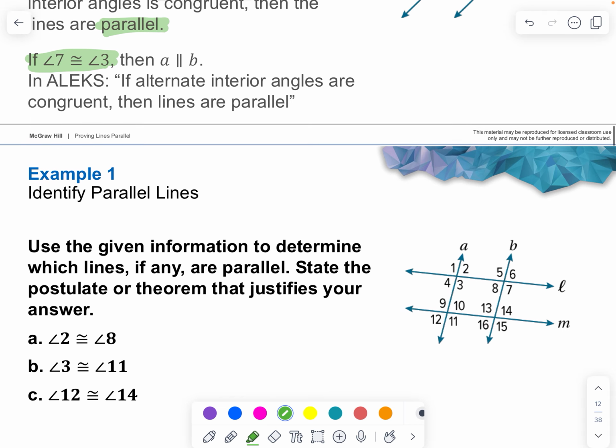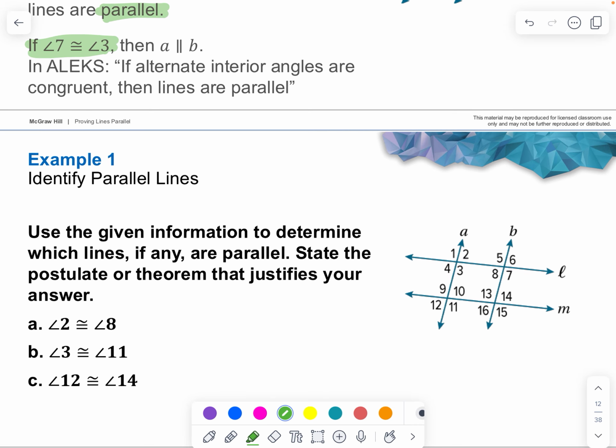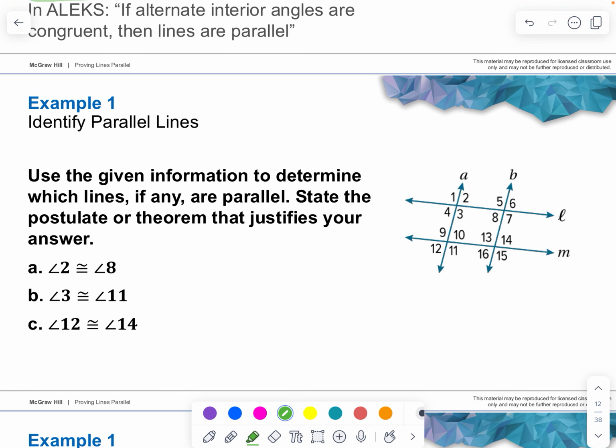Okay. Oh, there's no fill in the blanks down here. That's right. I was looking at the wrong page. Use the given information to determine which lines, if any, are parallel. Okay. This is more tricky. This is kind of a good brain puzzle here.